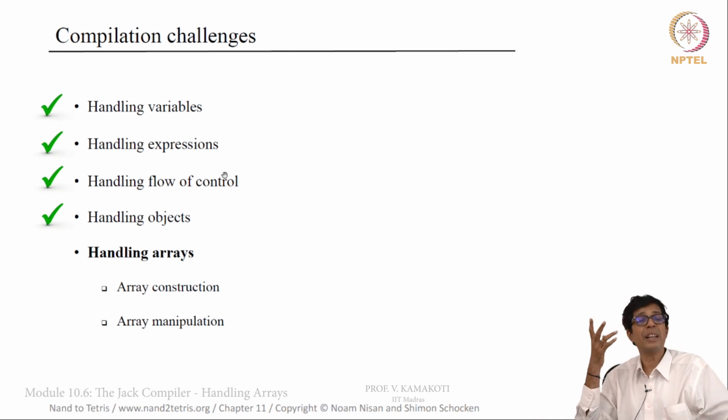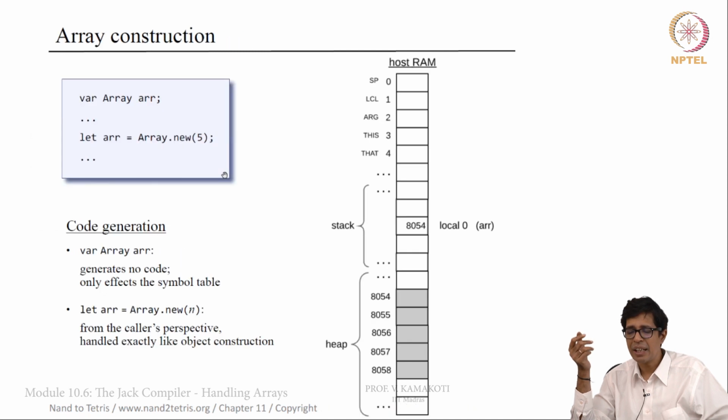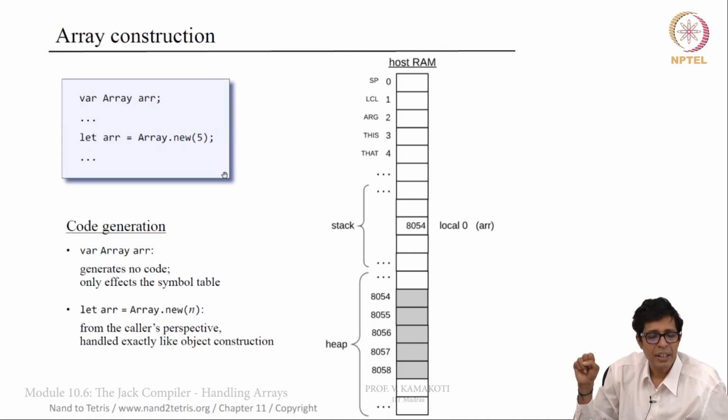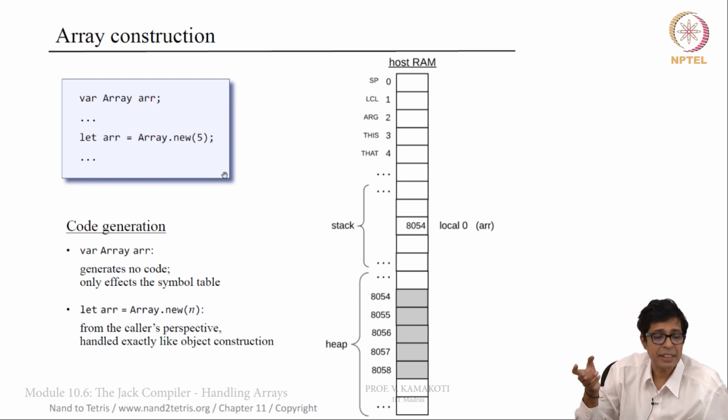There are two parts to this array. One thing is we have to construct an array and then manipulate this array. So, let us see how we are going to construct an array and how we are going to manipulate it. For example, we have var Array arr, let arr is equal to Array.new of 5. So, what essentially needs to happen is that arr is, let us say, local variable 0.